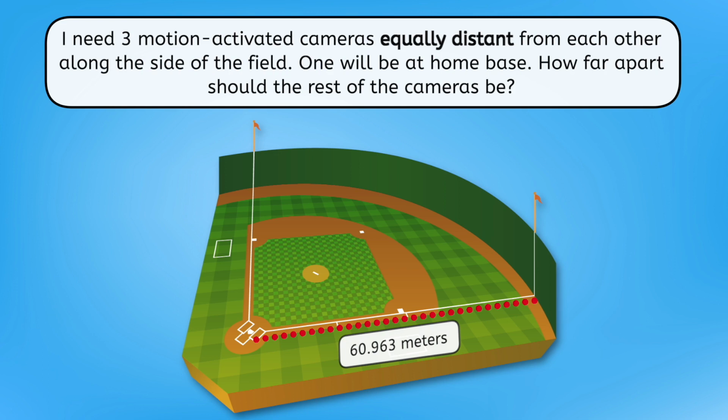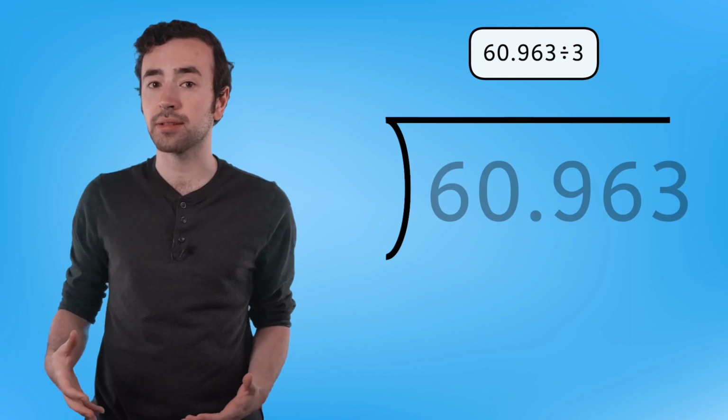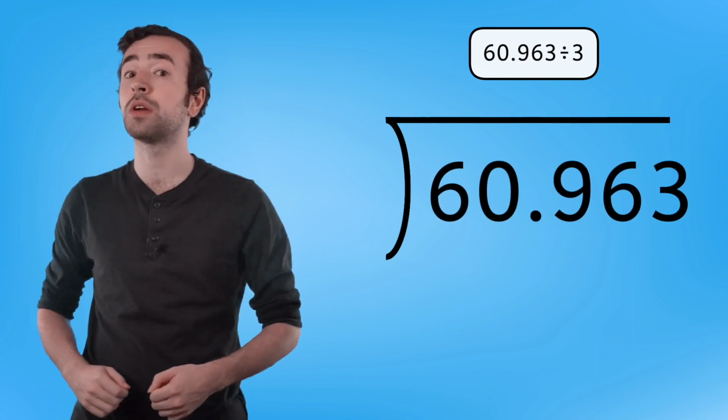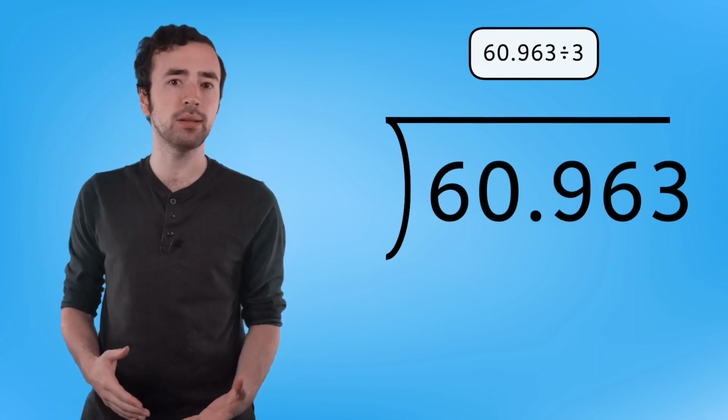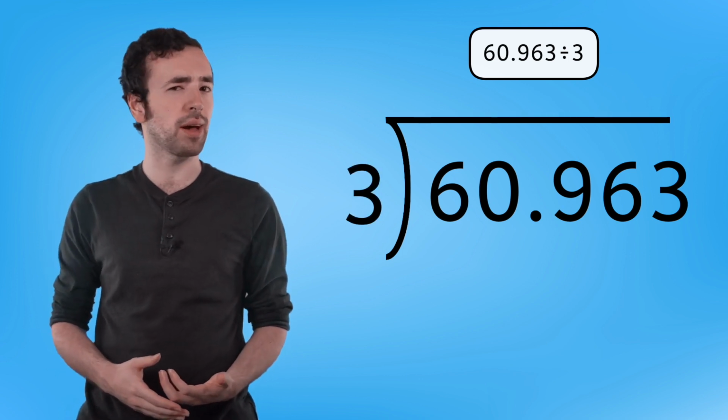The distance from home plate to the outfield fence is 60.963 meters, and we want to figure out how far apart each camera should be so that all 3 are equally distant. We need to divide 60 and 963 thousandths by 3. 60.963 is the dividend, so that goes inside the long division symbol. And 3 is the divisor, so that goes in front. What do you think we should do next?